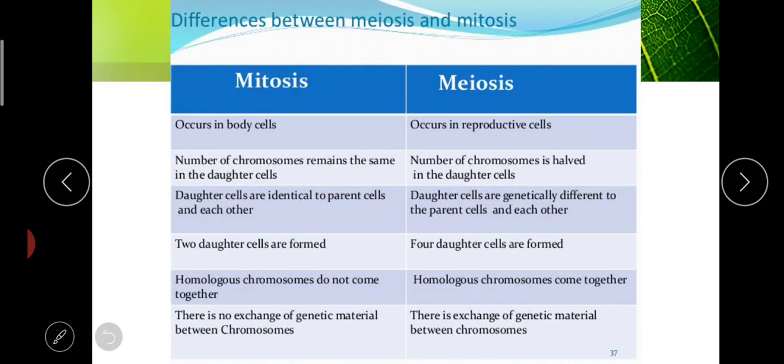Daughter cells are identical to the parent cell and to each other. In meiosis, they are different. In mitosis, 2 daughter cells are formed. In meiosis, 4 daughter cells are formed. In mitosis, homologous chromosomes do not come together. Here they will be coming together in meiosis, and there is no exchange of genetic material in mitosis, and there is an exchange of genetic material between the chromosomes in meiosis.